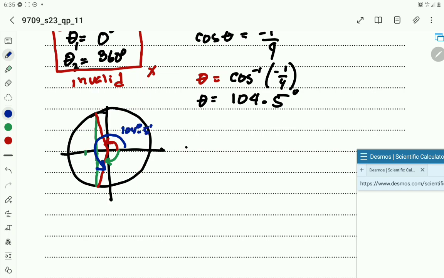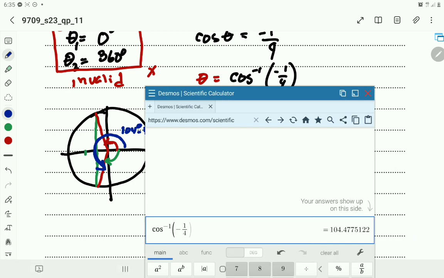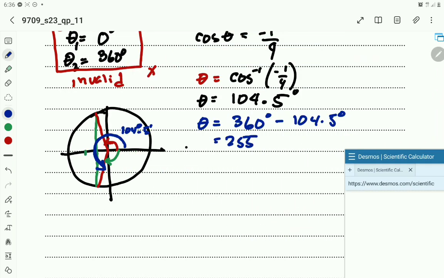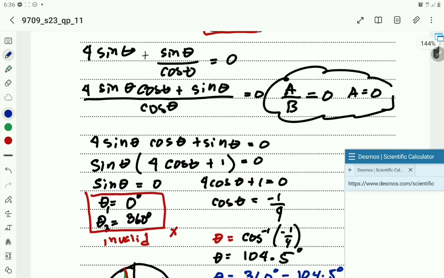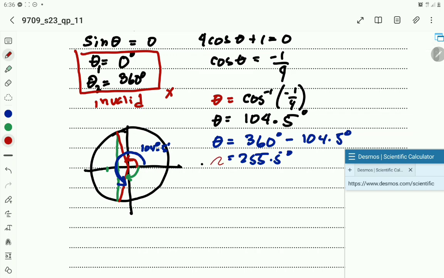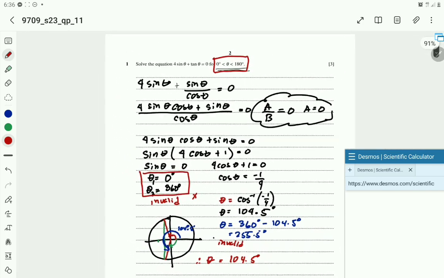And then the other one is this part, this blue one, which is equal to 360 degrees minus 104.5 degrees, so 255.5 degrees. However, again, the domain of theta is from 0 to 180, so this one is invalid. So the only answer will be this one. Therefore, theta is equal to 104.5 degrees. Okay. Thank you.